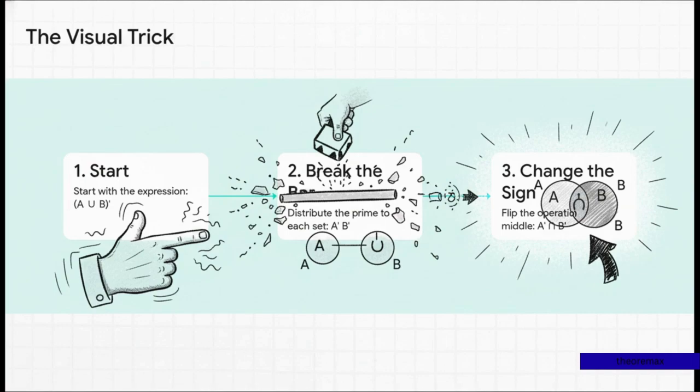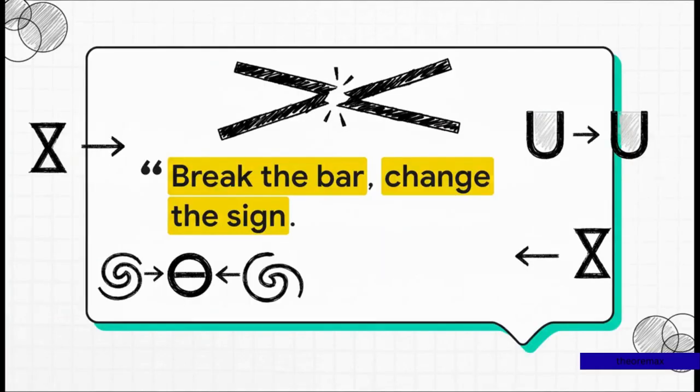Okay, here it is. It's a simple three-step physical action you can do in your head. You start with your expression. Then, you literally imagine physically breaking that complement bar over the top, so it covers each letter inside. And now the crucial final step. You change the sign in the middle. The union flips to become an intersection. That's it. That's the entire trick.